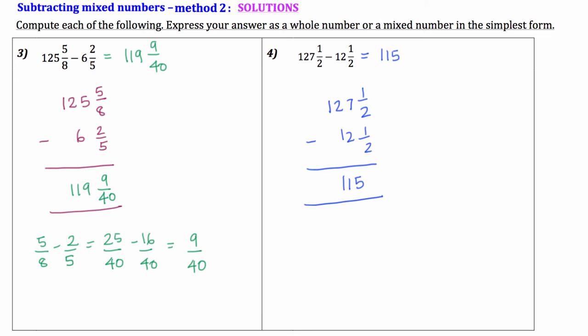We solved the same 4 problems using 2 different methods. I urge you to look at both these methods and decide for yourself which one you prefer.